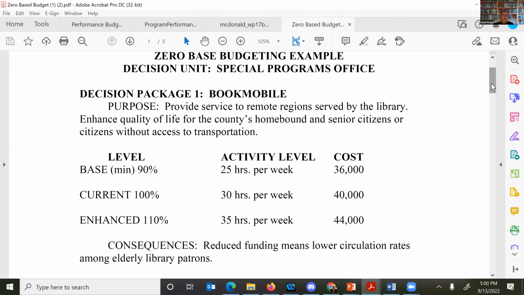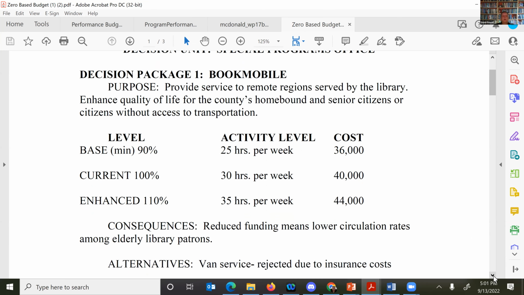Decision package number one is the provision of a bookmobile. The purpose of the bookmobile is to provide service to remote regions served by the library, and enhance quality of life for the county's homebound and senior citizens or citizens without access to transportation. Here are different alternative funding approaches. One alternative is to fund it at 90% of base, which means 90% of what we funded the bookmobile at last year.